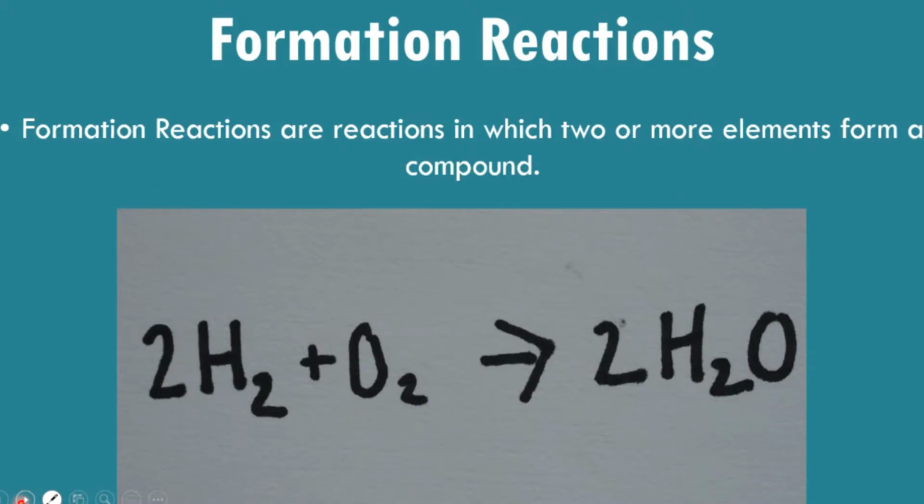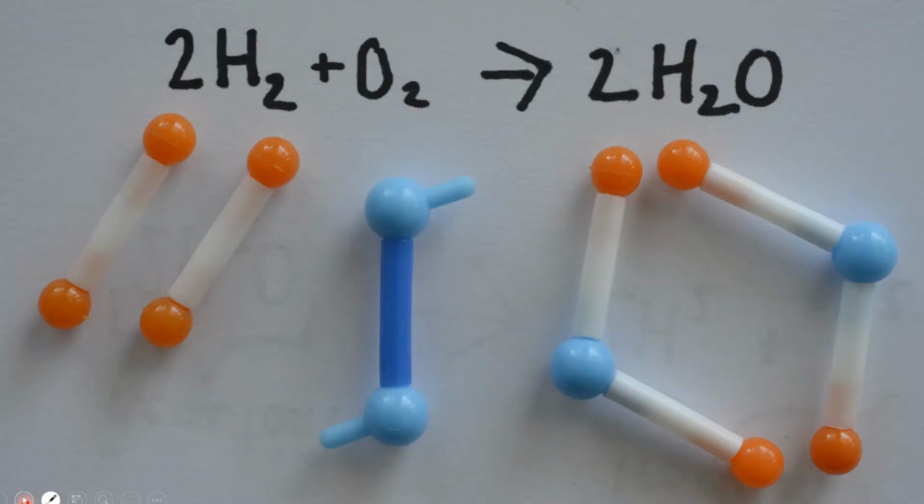Another type of reaction is called a formation reaction. Formation reactions are reactions in which two or more elements form a compound. You could kind of tell that out of the name. You can see here is the opposite of the decomposition reaction. Here we have the hydrogen and the oxygen making the water molecule instead of taking it apart. So an example of this is we have these smaller, less complex chemicals making up a larger chemical. So that would be a formation reaction.